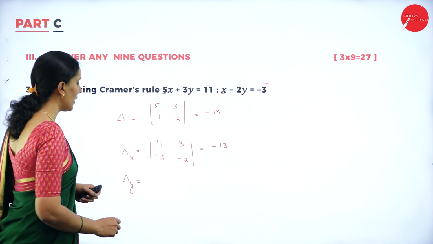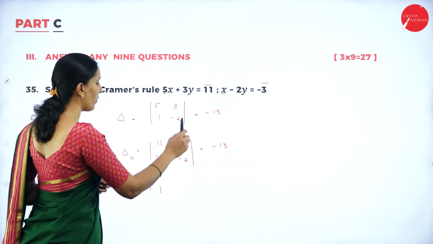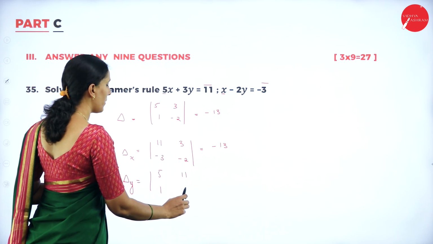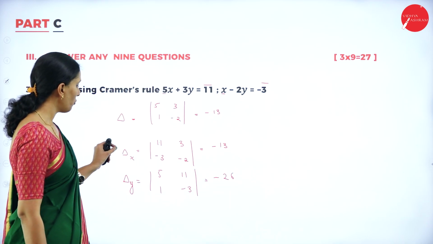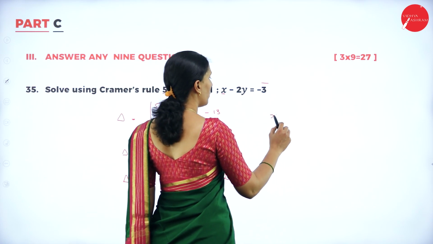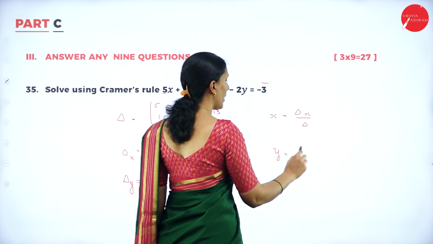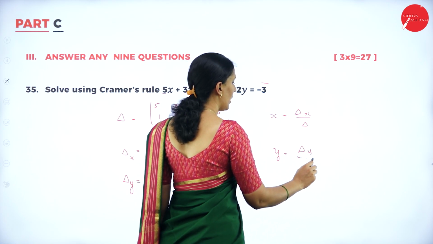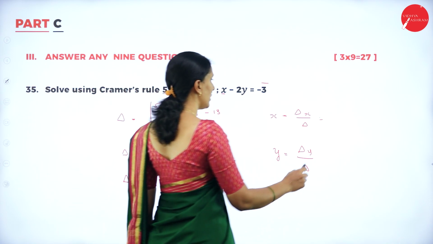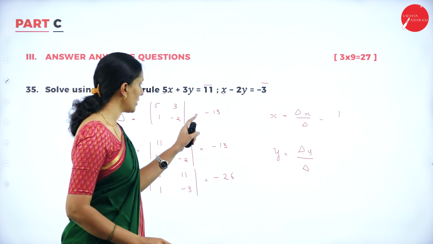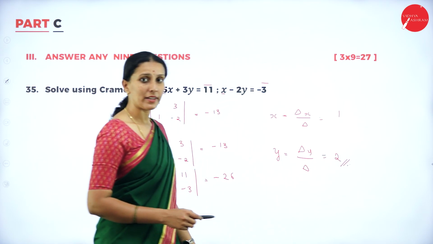Next is delta y. Delta y is the same determinant, but we replace the coefficients of y with the constants, that is 11 and minus 3. On solving this, we get minus 26. Now to find the value of x, we divide delta x by delta. To find the value of y, we divide delta y by delta. So minus 13 by minus 13, the x value is 1, and minus 26 by minus 13, the y value is 2. So these are the values of x and y.